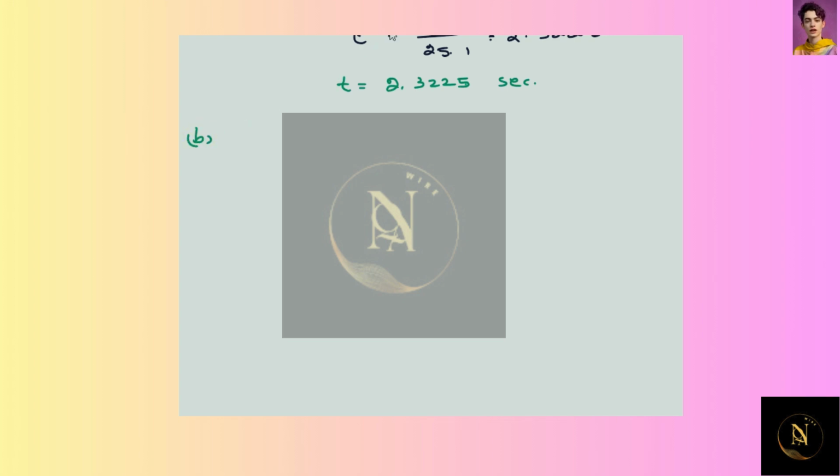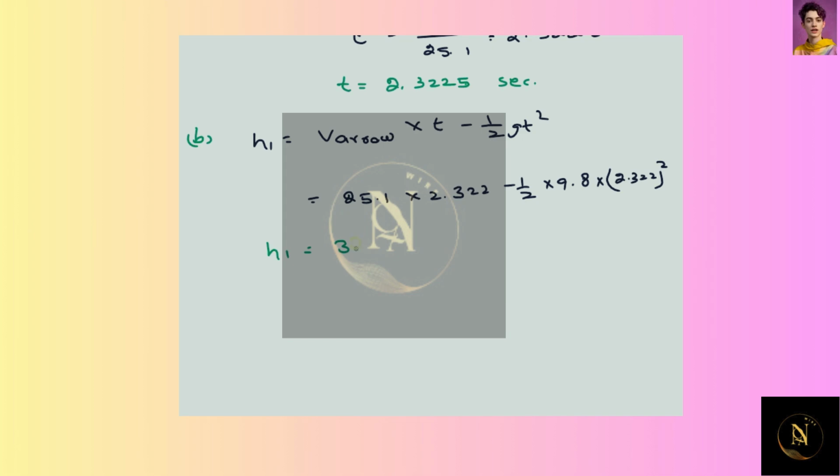And for part B, H1 is equal to V arrow times T minus half G T square. So that is equal to 25.1 times 2.322 minus half, G is 9.8, times 2.322 the whole square. So here, for the value of H1, on further simplification we obtain 31.862 meter.